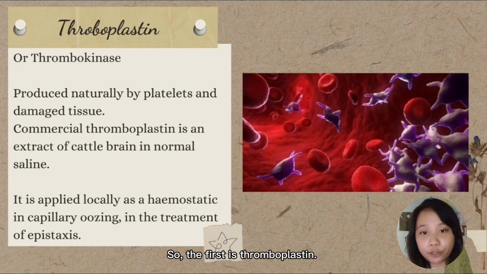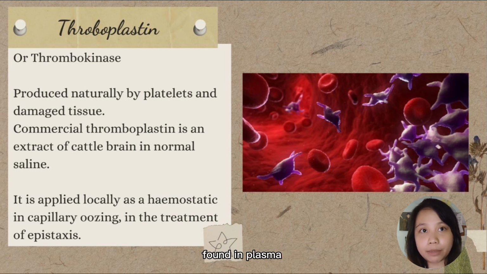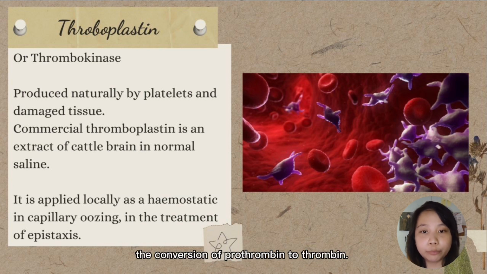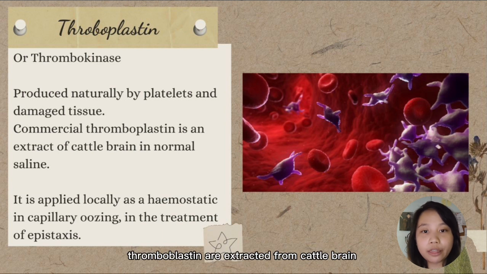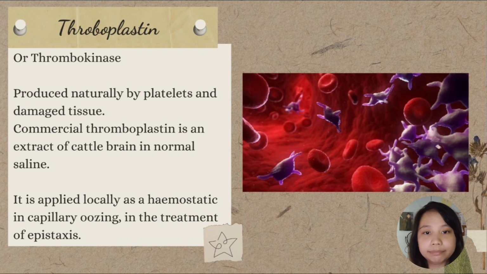So the first is thromboplastin. Thromboplastin is a mixture of both phospholipids and tissue factor found in plasma, aiding blood coagulation through catalyzing the conversion of prothrombin to thrombin. It is produced naturally by platelets and damaged tissue, but commercial thromboplastin is extracted from cattle brain in normal saline. It is applied locally as a hemostatic in capillary oozing in the treatment of epistaxis.